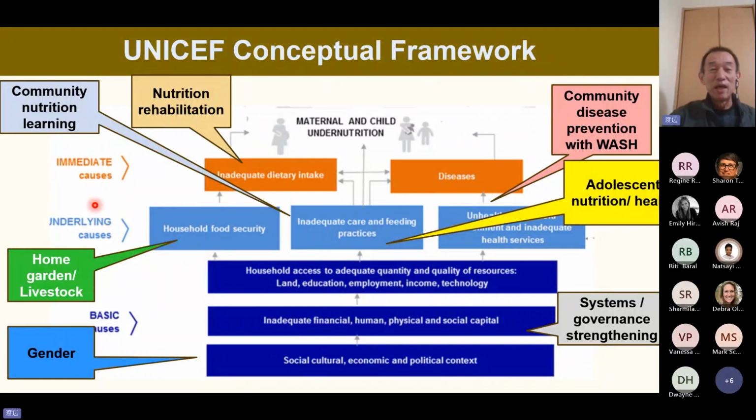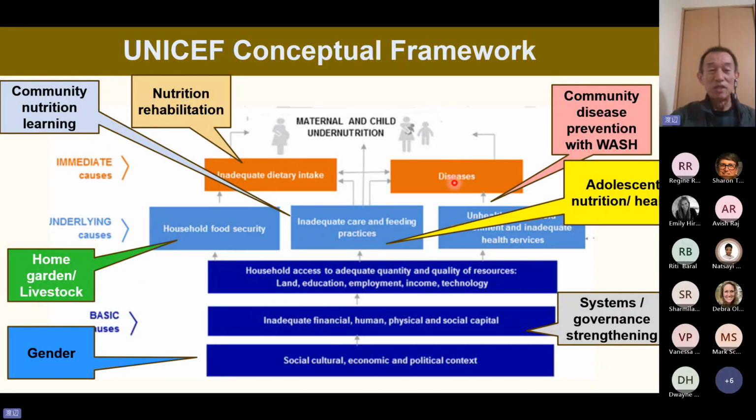So I just showed this framework to highlight that the two countries' nutrition program actually included several components, one, two, three, four, five, six, seven, which were addressing the different parts of these causes of malnutrition. So I think in terms of design, it's quite relevant and addresses comprehensive factors.